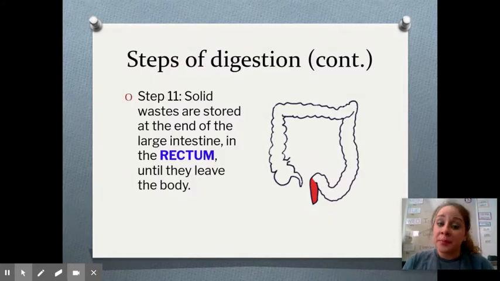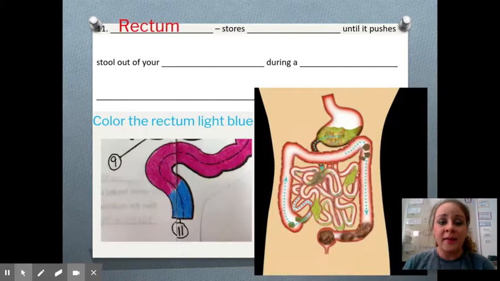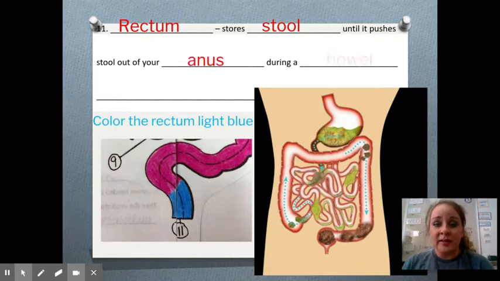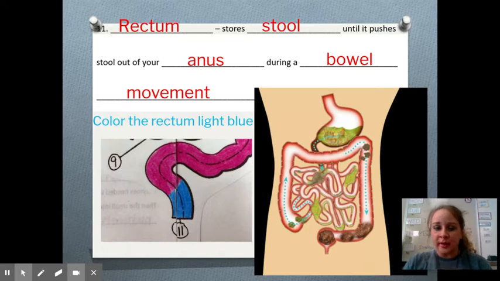So the last step of your digestive system that you have to write about is your rectum. The rectum stores stool until it pushes stool out of your anus during a bowel movement. So that's just when you go to the restroom.